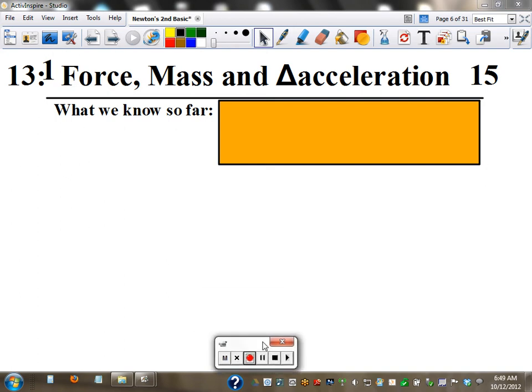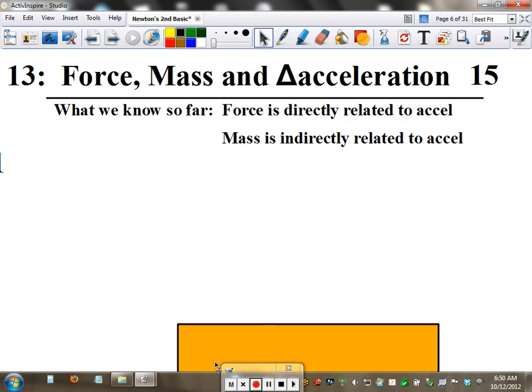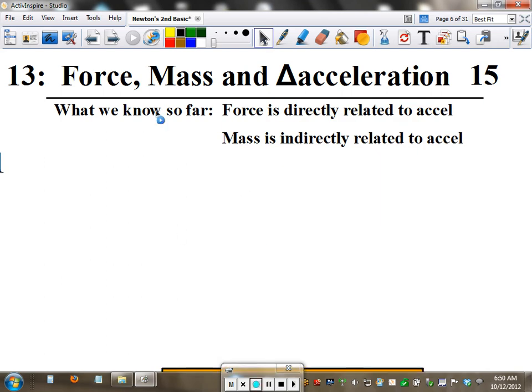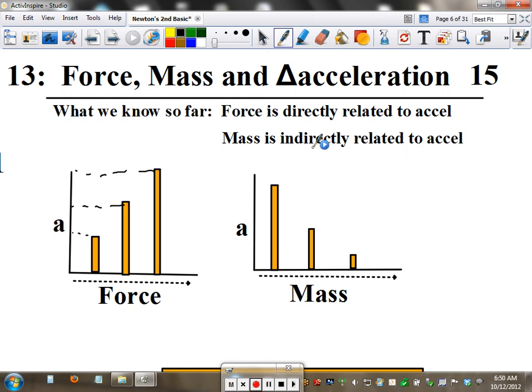So this is force, mass, and acceleration. It's on page 15 of your notebook. So far we know, this is from the review, that force is directly related to acceleration. That means as force increases, so does acceleration. We know that mass is indirectly related. So these were vocab words. As mass goes up, acceleration is now going down.